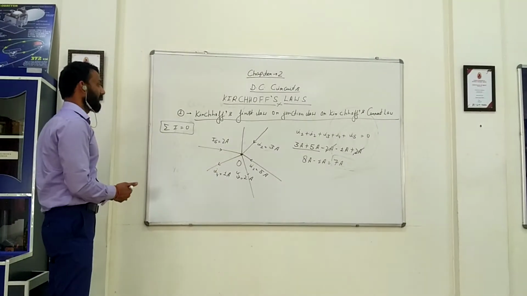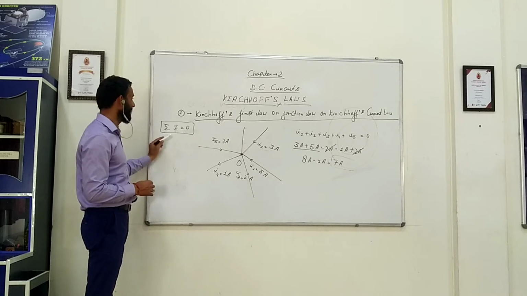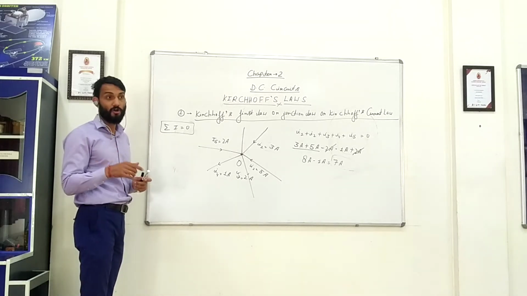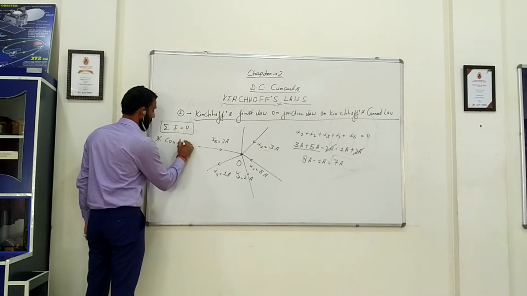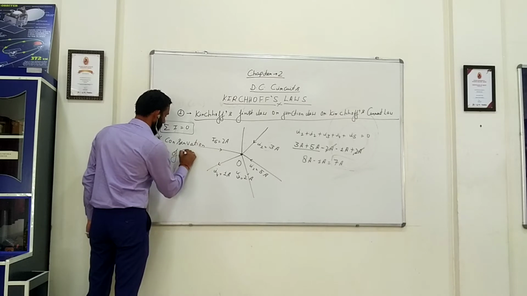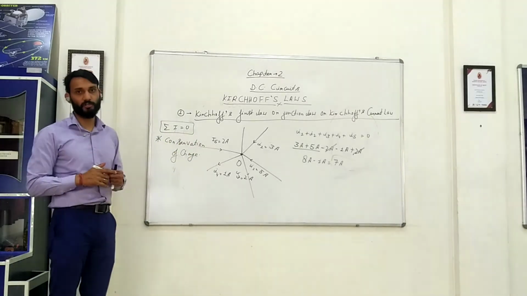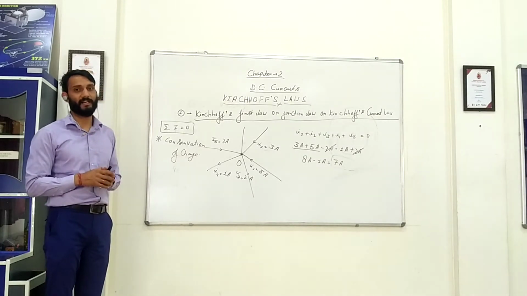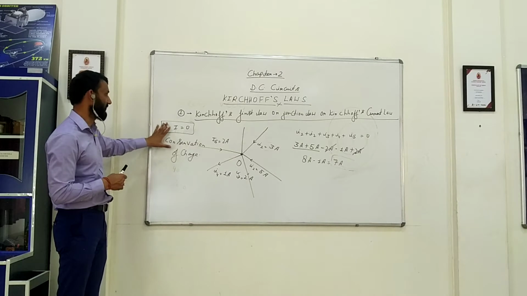So this was Kirchhoff's first law. Please pay attention that Kirchhoff's first law is based on conservation of charge. The statement I already told you: the algebraic sum of all the currents meeting at a junction is 0. Summation I is equal to 0, and it is based on conservation of charge.